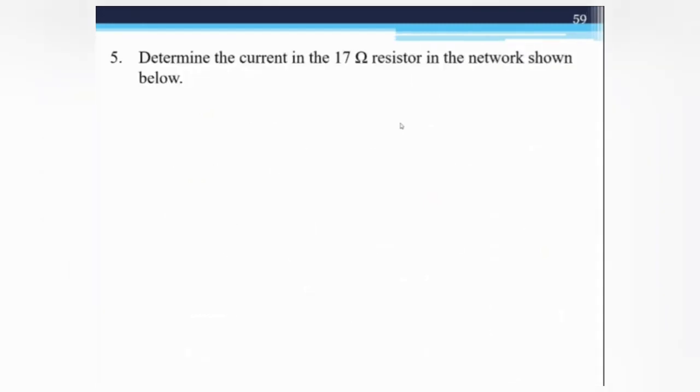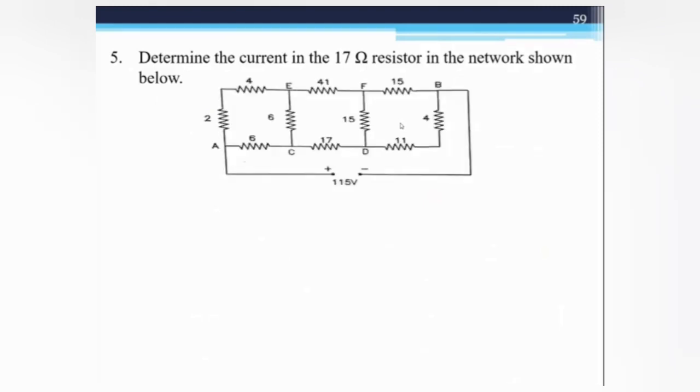Again, another example: determine the current in the 17 ohm resistor of the figure shown here. We want to find the value of current in this resistor. The first step for solving this example is that the 11 and 4 are in series, so the resistance between the D and B terminals is now 15 ohm.